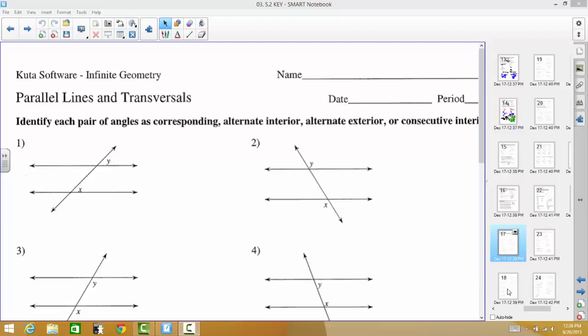Okay, welcome back to 8th grade math. We're going to do some of this Kuta worksheet, and we're going to attempt to also do the 5.3 reteach, so we'll see how this goes.